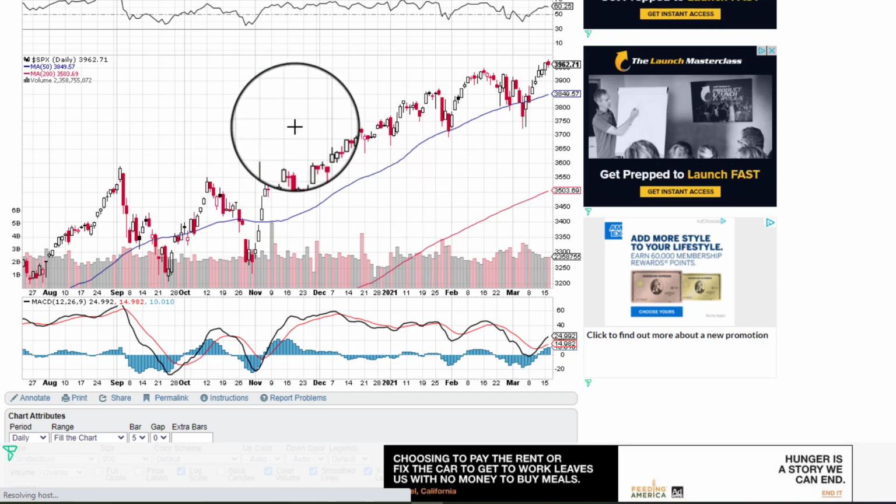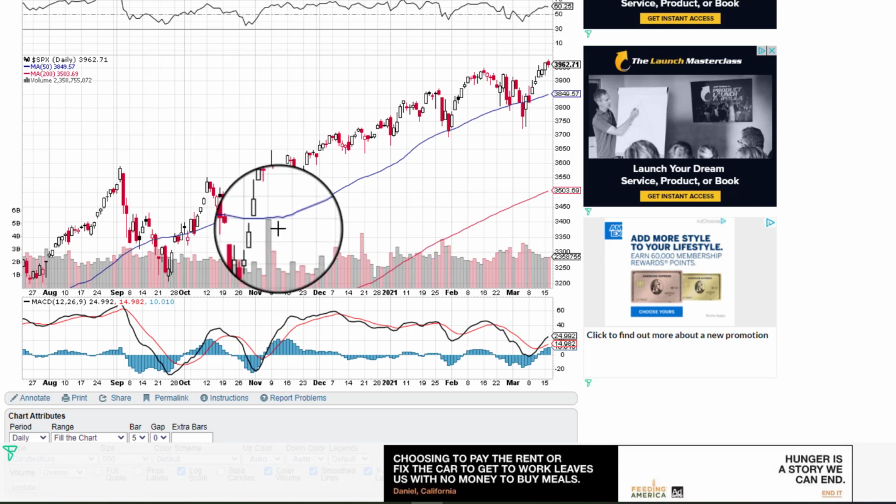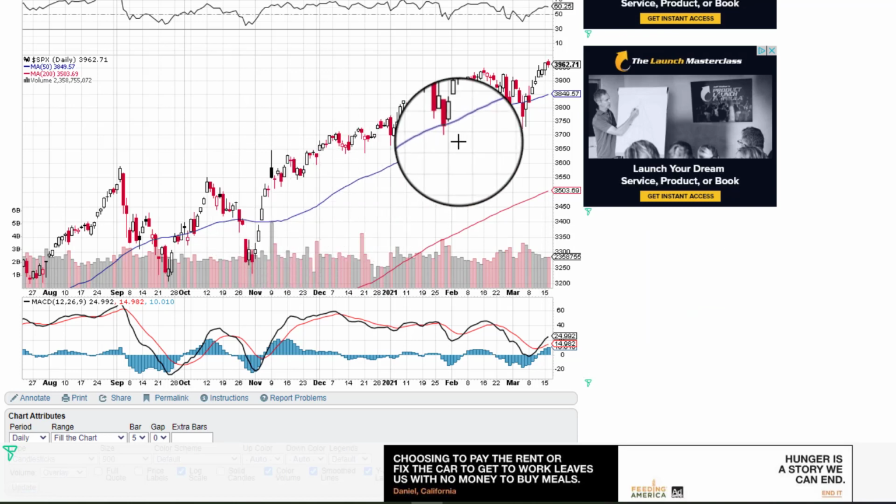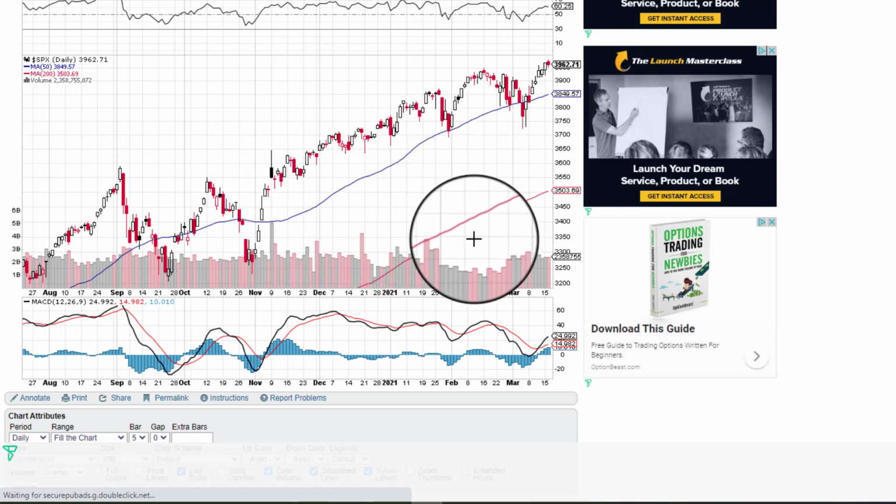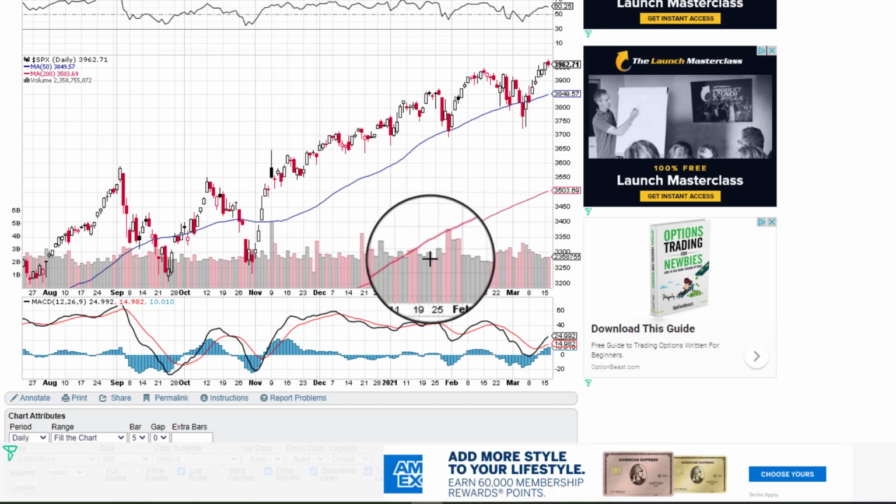Also, plotted right on top of the price chart, you have two moving averages. The blue line is a 50-period moving average, and the red line that you can't really see all that well is a 200-day moving average. This gives us a lot of information just by itself.